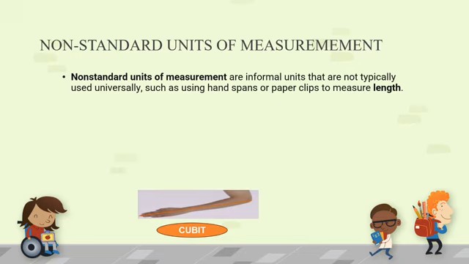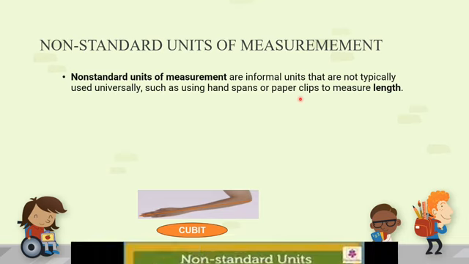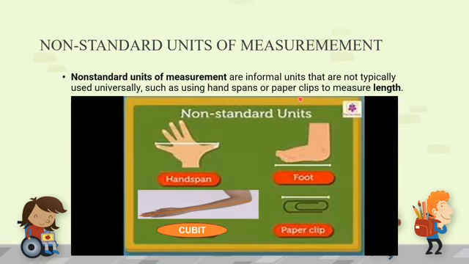Non-standard units of measurement are informal units that are not typically used universally, such as using hand spans or paper clips or foot span or say cubit. These are used to measure length. Now you see the picture, you will understand.